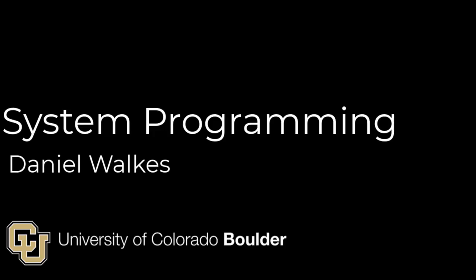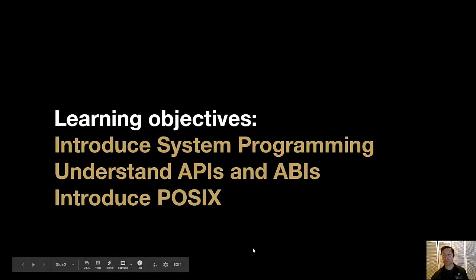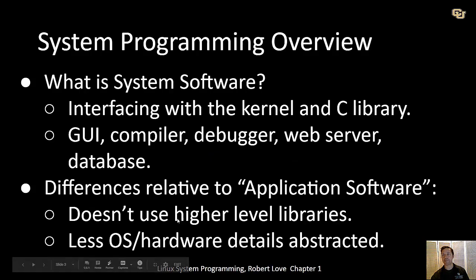Hi students, in this lecture of Advanced Embedded Software Development, we're going to be talking about system programming and do a first discussion of what we mean when we talk about system programming, which is what we're going to focus on for the first third or so of this course. The learning objectives for today will be to introduce system programming, understand APIs and ABIs and the difference between the two, and also to introduce the POSIX standard.